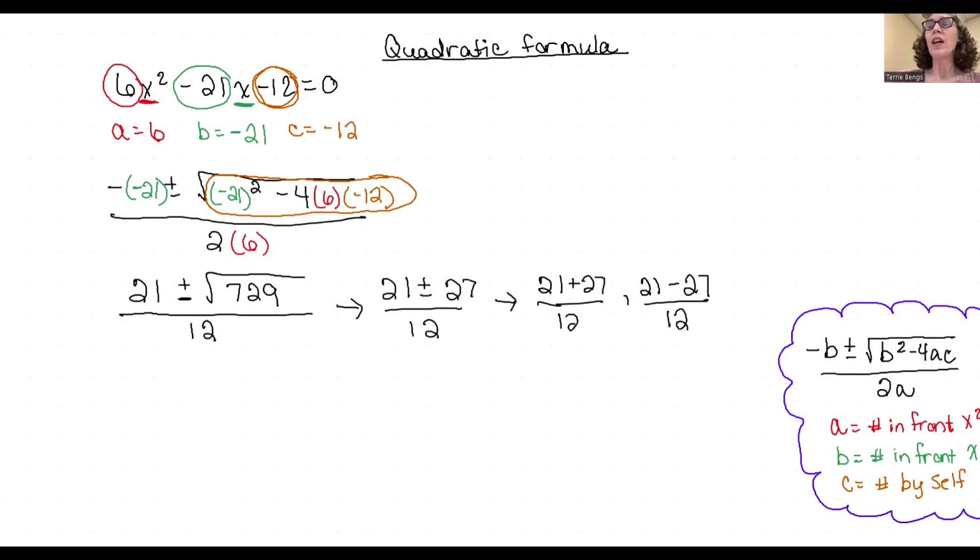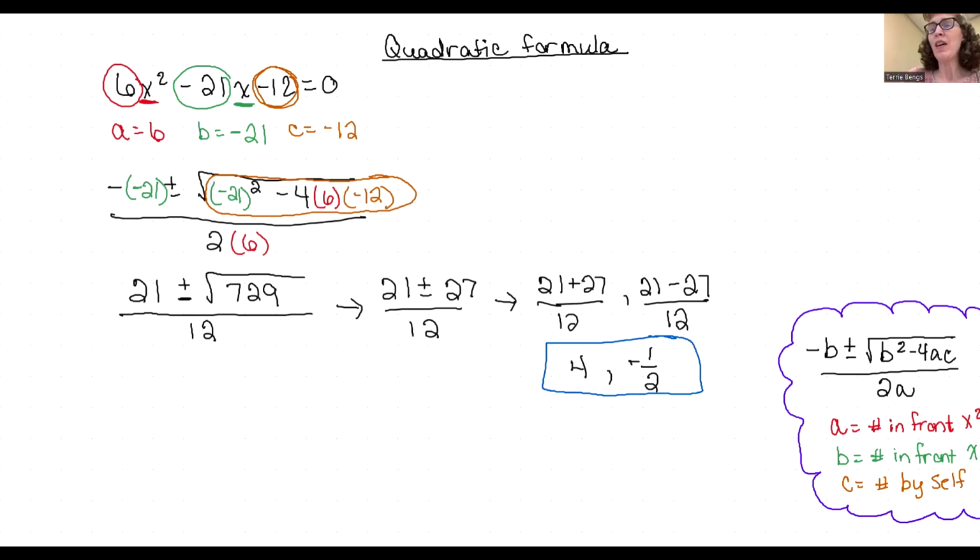And if you type in your calculator 21 minus 27 over 12, that's going to give you a -1/2. So we have actually just found our two answers for our x values using the quadratic formula for this problem. All right, so let's look at one more here.